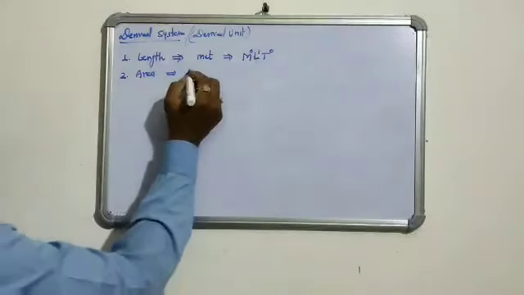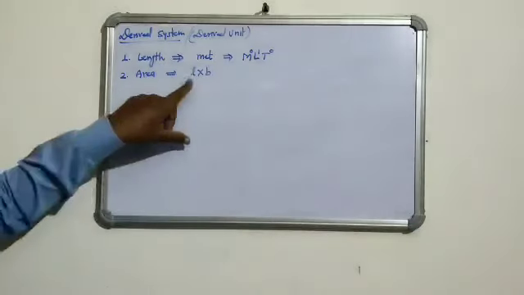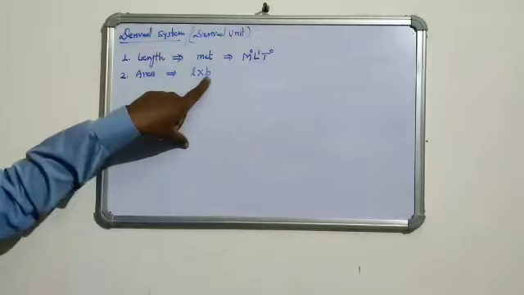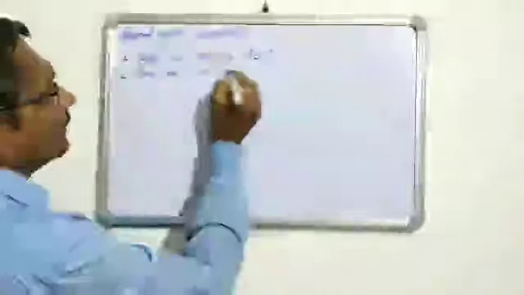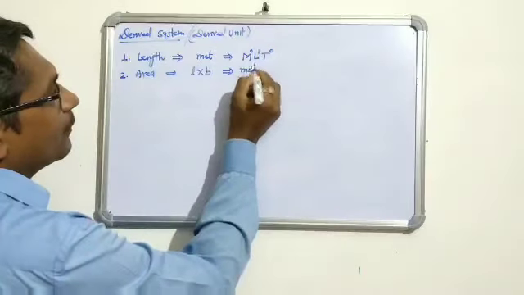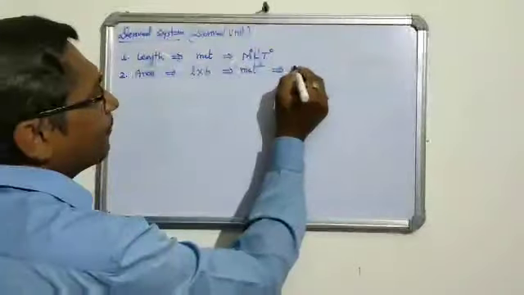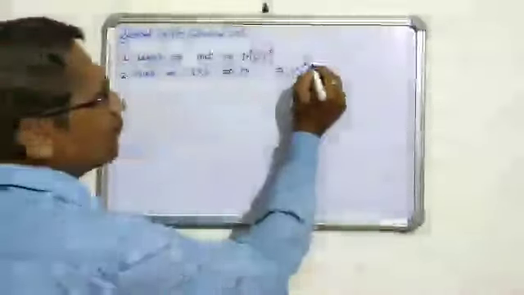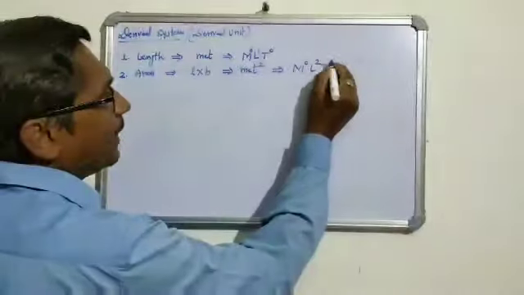Second case, area. Area is equal to length into breadth. Length is a fundamental quantity. Breadth is also a fundamental quantity because breadth is denoted by length. The unit of this is meter square, and its dimensional formula is M. There is no mass, so M is 0. M stands for mass, but length is 2, meters square, and there is no time, so time is 0.